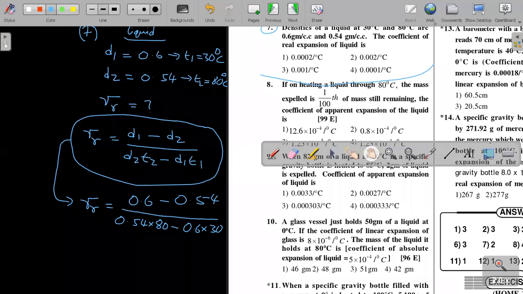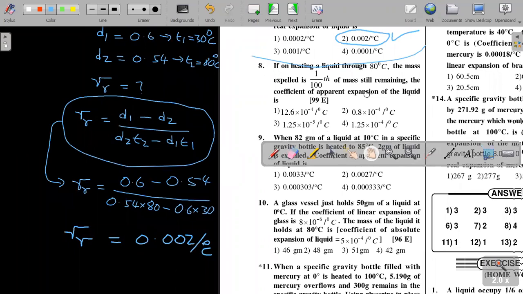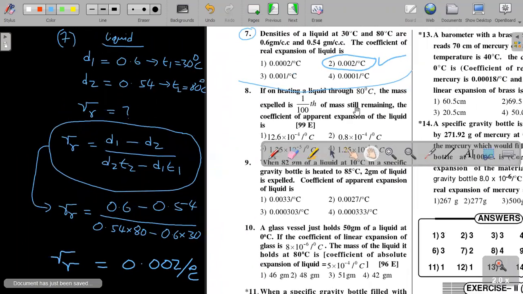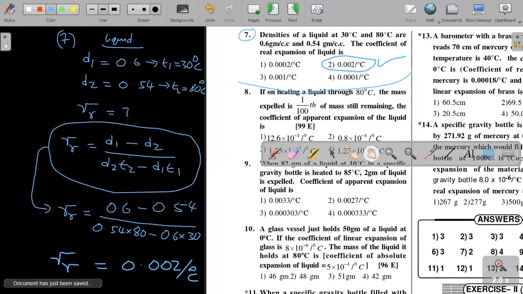So can you explain the 8th question, sir? When we calculate this, what we finally got is gamma R is equal to 0.002 per degree centigrade. We can take the units here. So this is nothing but the second option. Rahul, you are asking something. What is your question? 8th question, sir. Definitely we'll do this 8th question now.